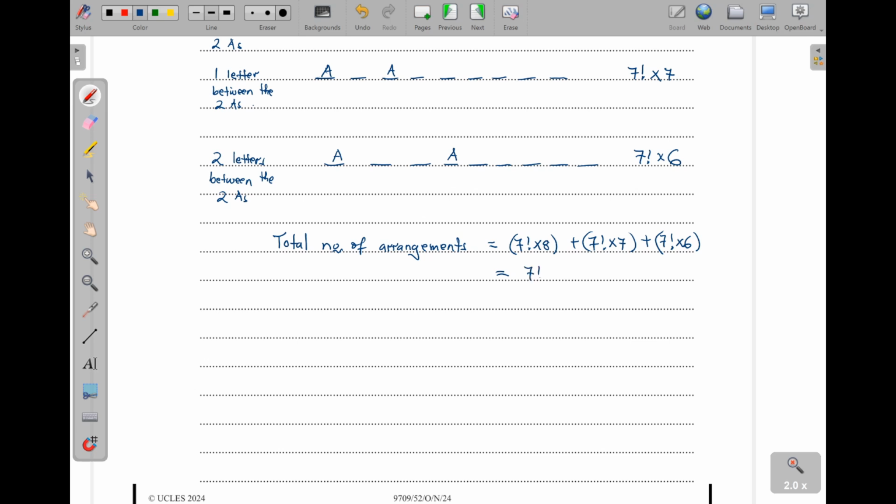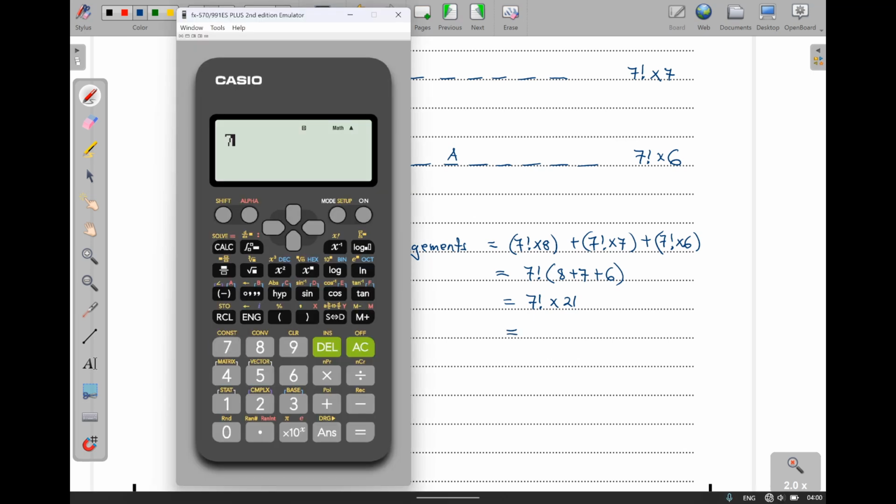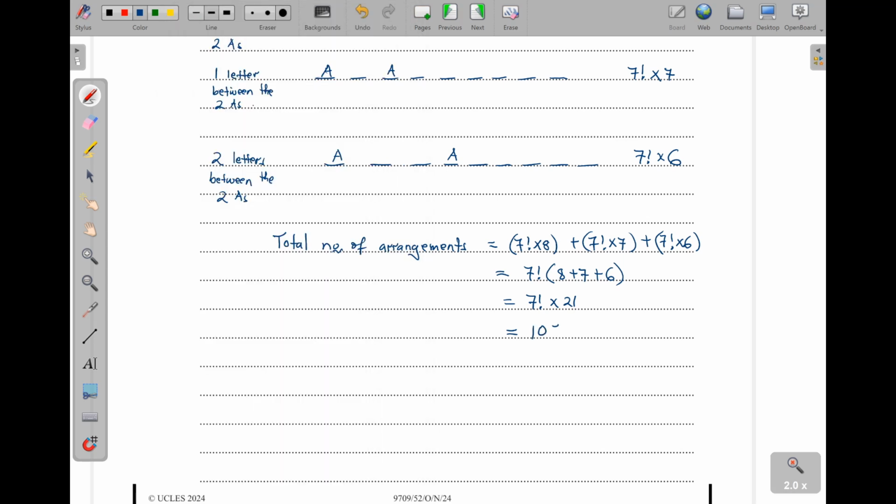You can just have 7 factorial, then into 8 plus 7, which is 15, plus 6. Okay, so it is 7 factorial times 15 plus 6, isn't that 21? 21, and then the whole answer is both. So 7 factorial times 21. So our answer becomes 105,840. As simple as that.